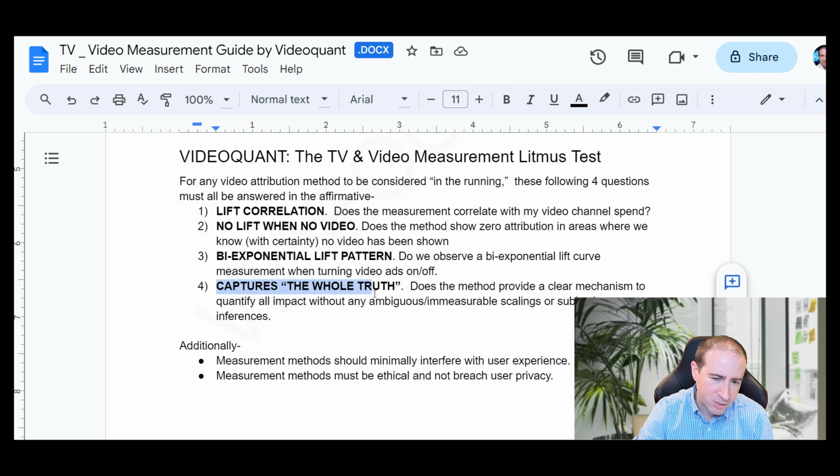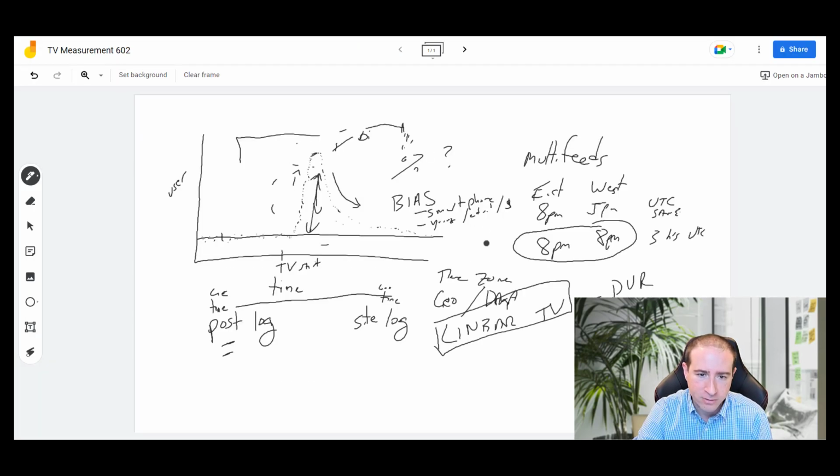Here's where this method struggles. Capturing the whole truth. No, it doesn't capture the whole truth. It's capturing an unknown percentage of the truth, and it's a biased percentage of an older population on linear TV, but then we're doing a subset of the younger folks within that older population that we're measuring, because it had to be the folks that could whip out their iPhones fast enough, and they had the technology to respond quick enough to be in this loop.